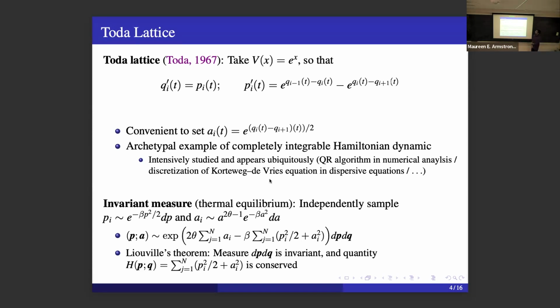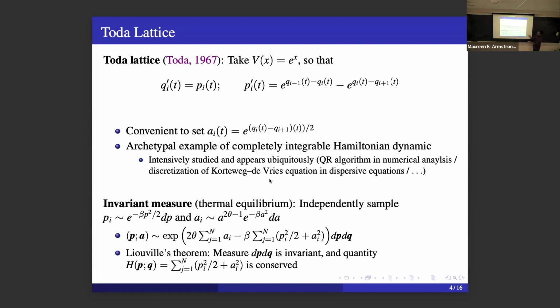There are several invariant measures for the Toda lattice, but there's one very convenient and natural one that people like, and that's the so-called thermal equilibrium. I will not justify this term. It's where you independently sample the p's according to a Gaussian. I've ignored the constant. So p is distributed as e to the minus beta p squared over 2. Beta is some parameter that I have the freedom to tune.